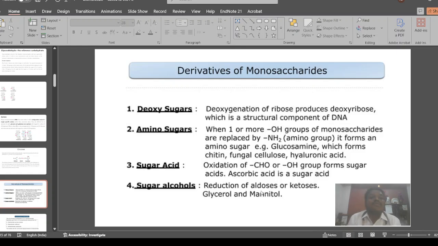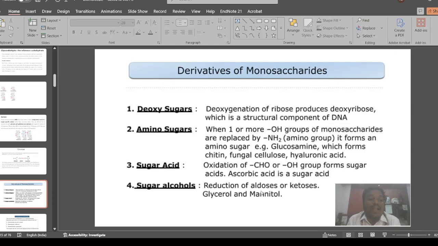Now, derivatives of monosaccharides. Here is deoxy sugar: deoxygenation of ribose produces deoxyribose, present in DNA, which is a structural component of DNA. Next, amino sugar. When one or more hydroxy groups in the monosaccharide are replaced with an NH2 group, it forms an amino sugar. Example, glucosamine.